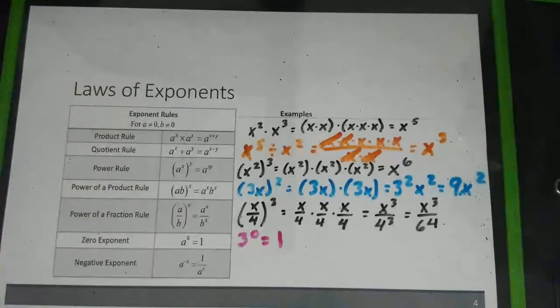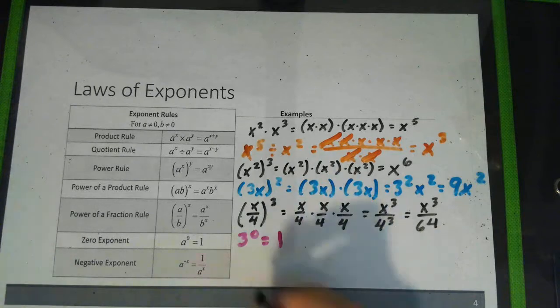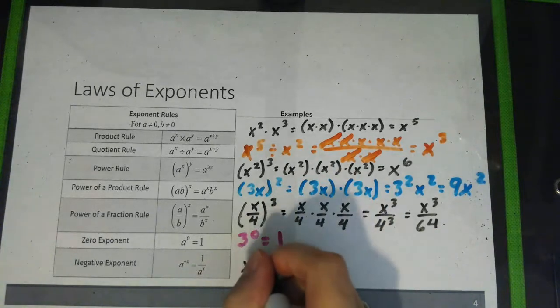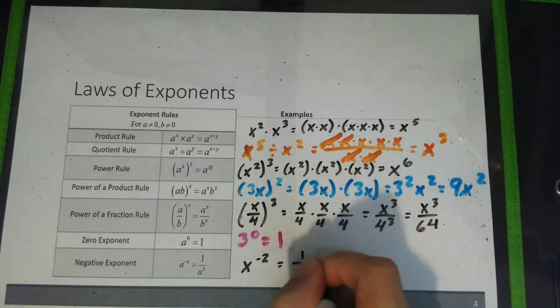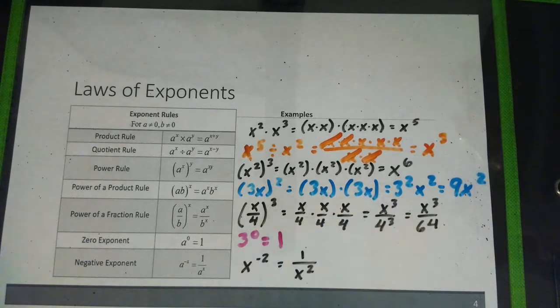Finally, we have the negative exponent. A to the negative x is equal to 1 over a to the x. So an example of that would be if I had x to the negative 2 power, that would be equal to 1 over x to the positive 2 power. These rules are all really important, so make sure you are keeping these in mind as we work to simplify some exponential expressions.